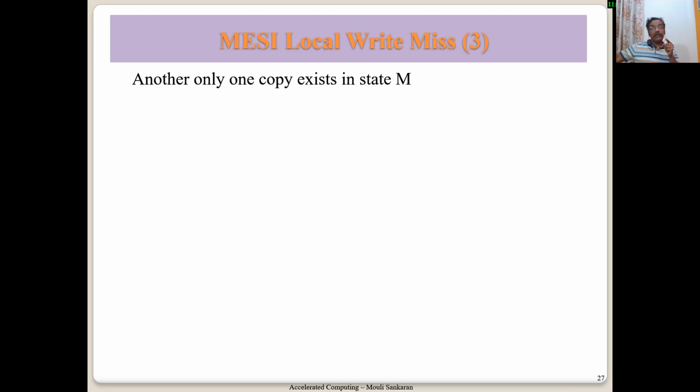Now, what is the other possibility? Another copy is there which is in M state. Now the problem is that another core is owning it and the memory is not having that value. So you have to get it from the other core only, because the latest copy is available with the other core. But this core wants it for a write purpose. So you have to make sure that whatever value is there in the other core in the modified state should be reflected in the main memory and given to the core which is right now asking for a write purpose.